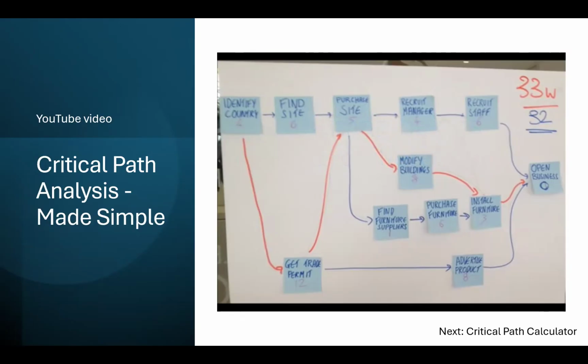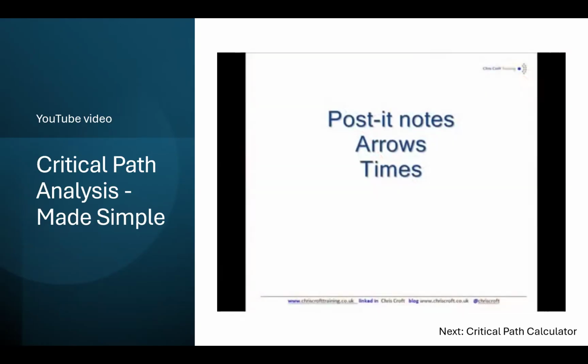Write each task on a post-it note and stick them on a big bit of paper or even a whiteboard if you've got it, like this. Put the arrows on connecting the tasks and put the time on each task. How long do you think each task's going to take? And by the way, that's not the hour's work, it's the elapsed time. So if it's a 5-hour job, you think it'll take a week, put a week. I usually like to use weeks.